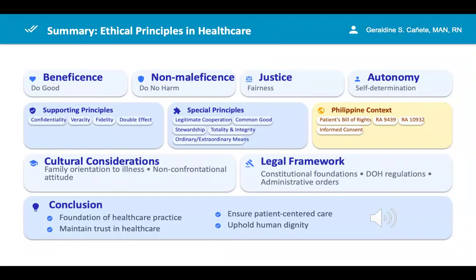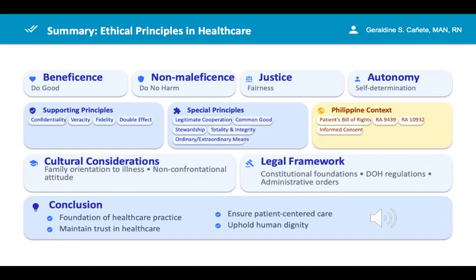Now, as we end the discussion on ethical evaluation, I want you to see that ethical practice in healthcare is not just about memorizing principles. Yeah, we discussed the different ethical principles, but we did not stop there because I wanted you to see that this part is not just about memorizing principles, it's about integrating them in real patient encounters.